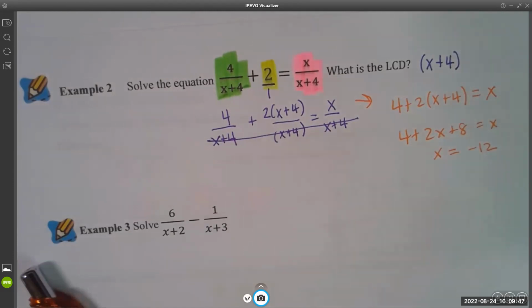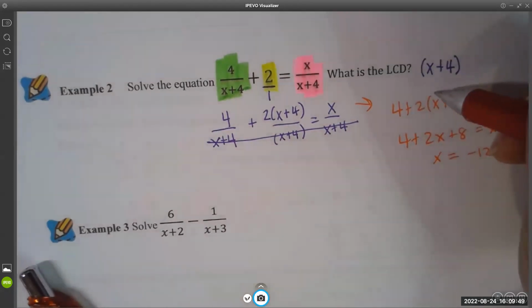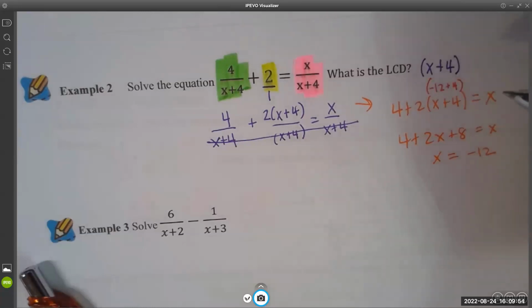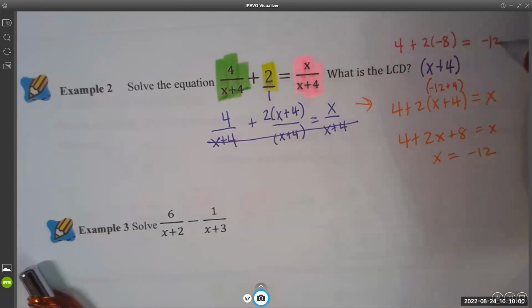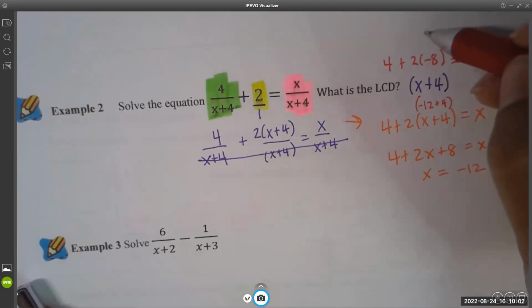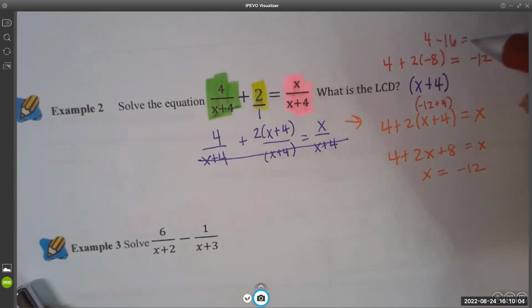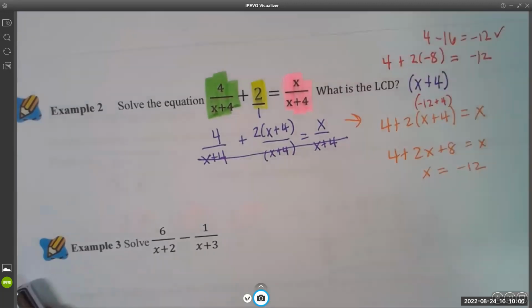I'm looking for different colors. So if x were -12, -12 plus 4 is -8. 4 plus 2 times -8 should equal the x, which is -12. And that looks like it's going to work out just fine. 4 subtract 16 is -12. It works out.